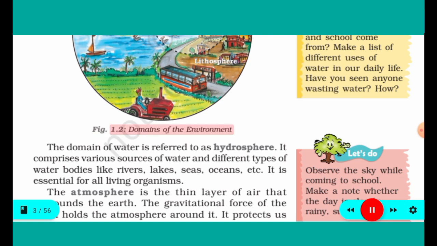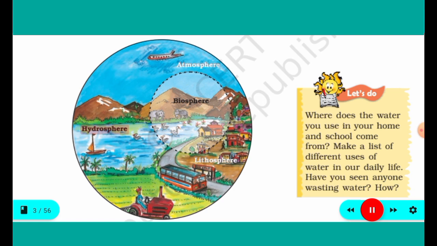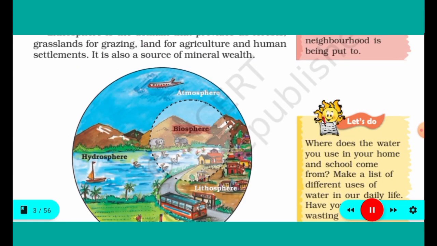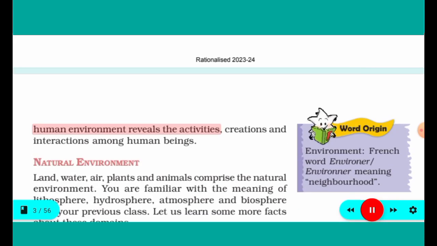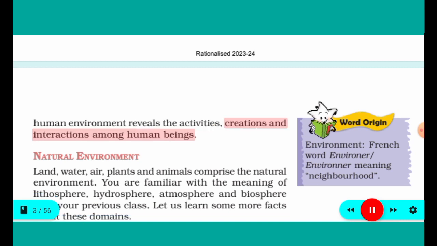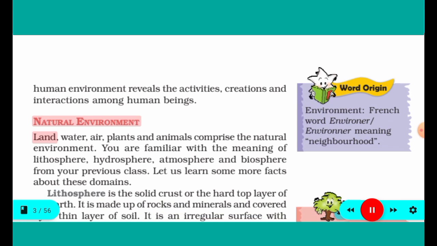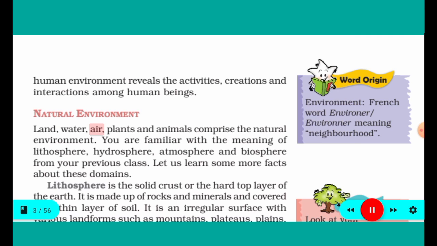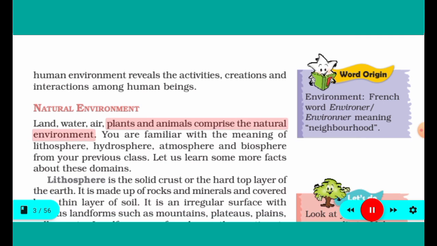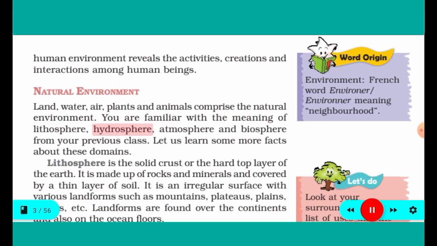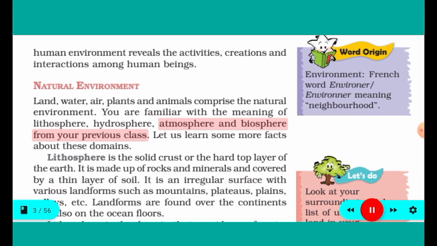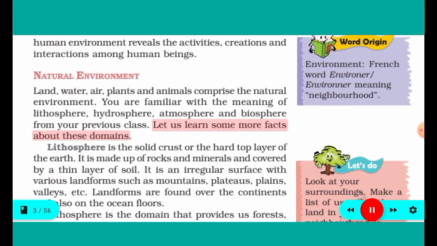Let's do. Fig. 1.2 Domains of the environment: hydrosphere, lithosphere, biosphere, atmosphere. Human environment reveals the activities, creations and interactions among human beings. Natural environment: land, water, air, plants and animals comprise the natural environment. You are familiar with the meaning of lithosphere, hydrosphere, atmosphere and biosphere from your previous class. Let us learn some more facts about these domains.